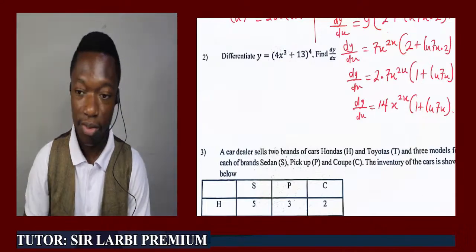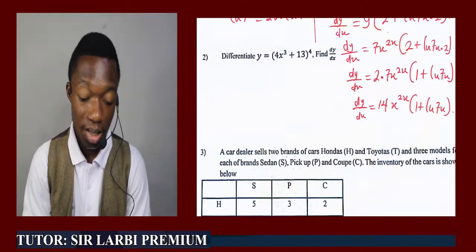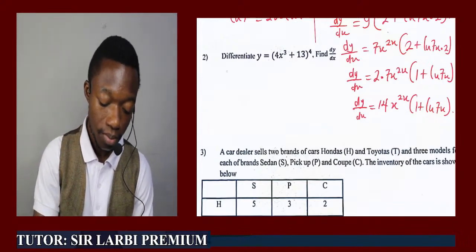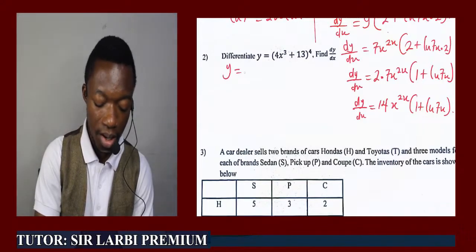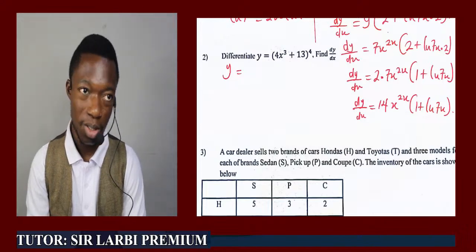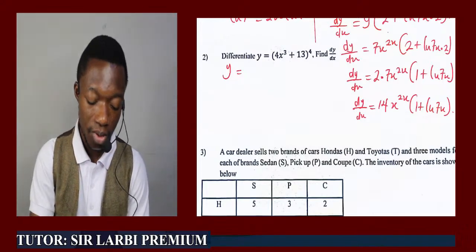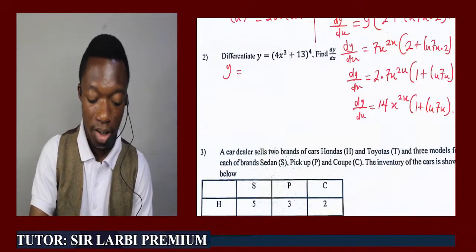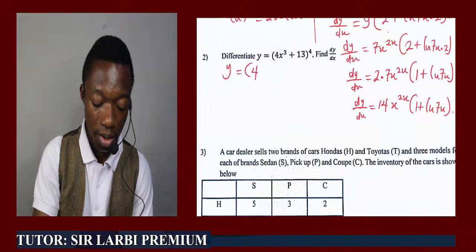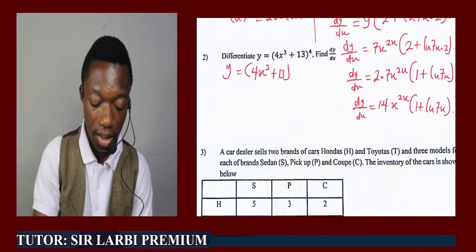So we are asked to differentiate what? This function again. So this is also more of differential. So we have what? Y. So this is more like what? Higher power, what we call, is it chain rule approach, or power law kind of question in a more algebraic form. So we have what? Y to be equal to what? 4x to the power 3 plus 13 all to the power 4.